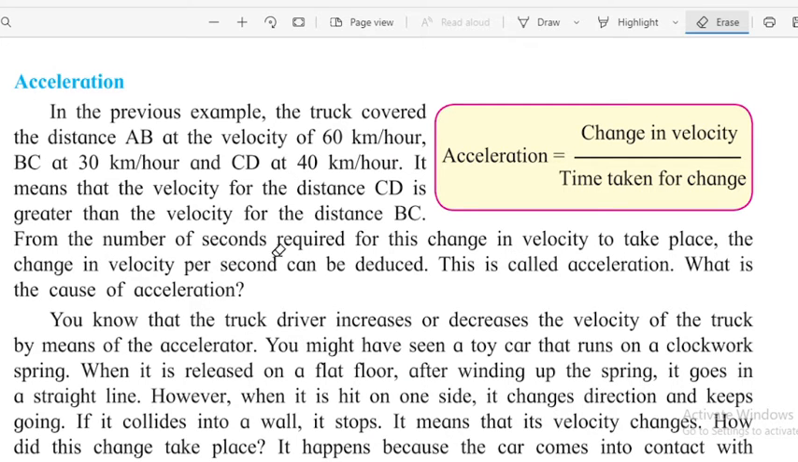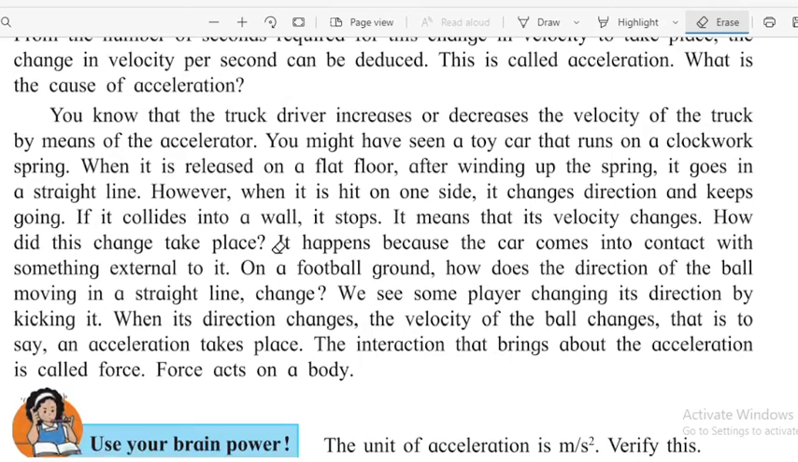Now we will see the next part of it. You know that the truck's driver increases or decreases the velocity of the truck by means of the accelerator. See, whenever a truck is moving, a bus is moving, a four-wheeler, whichever is moving, what does a driver do? He uses the accelerator to increase or decrease the velocity of his vehicle.